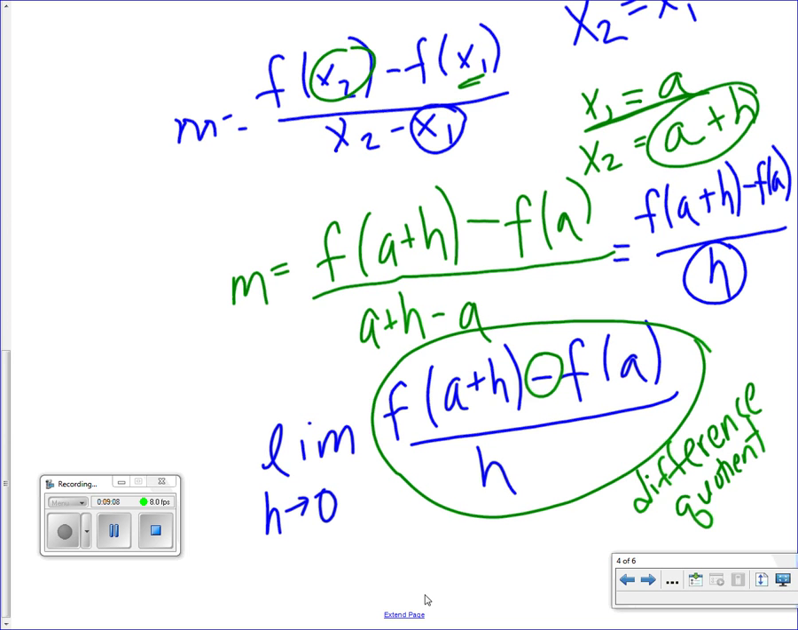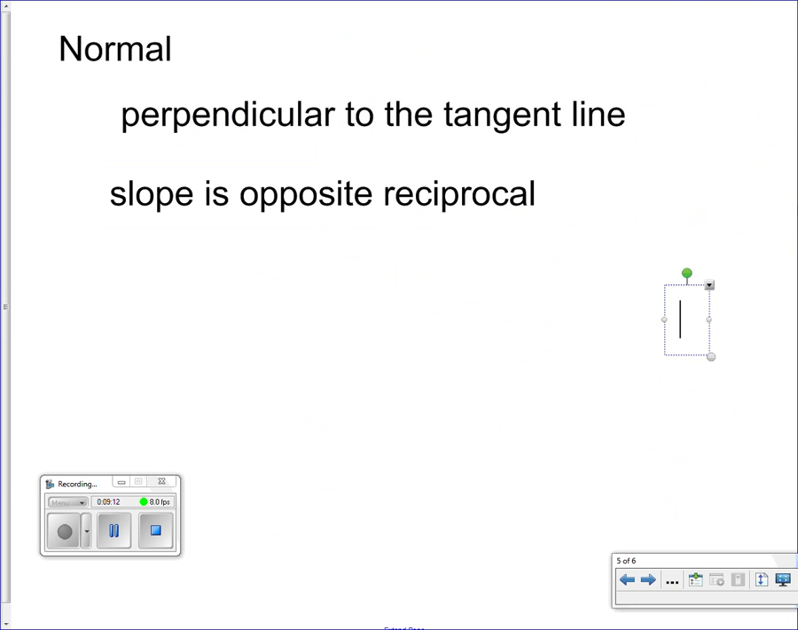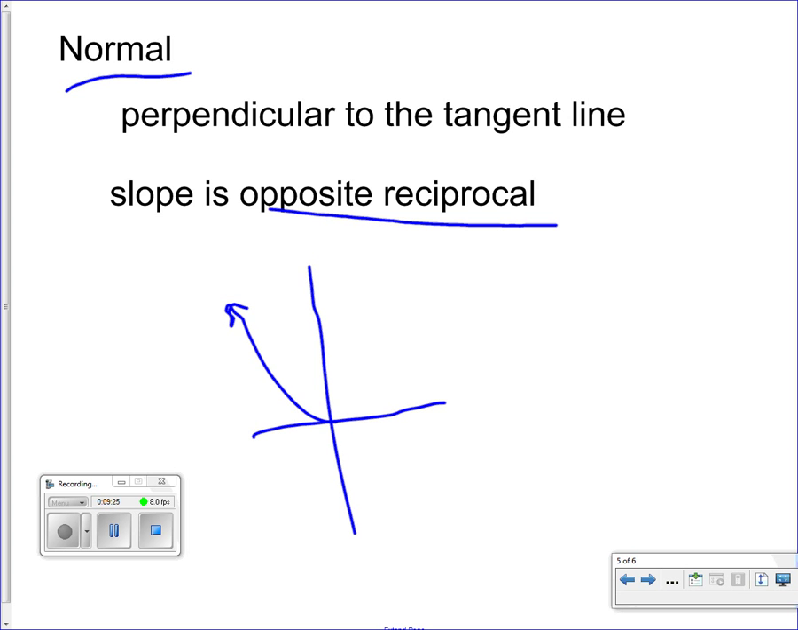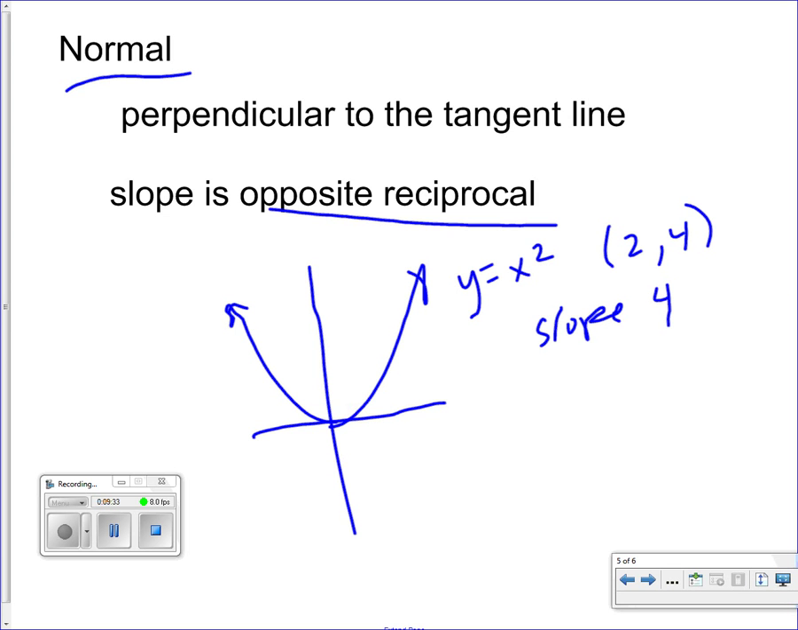A few more things to talk about in relation to tangent lines. We have something called a normal line. A normal line is something that's perpendicular to the tangent line. The key here is to know that your slope is your opposite reciprocal. So if we think back to our last example, we just saw that for y equals x squared, at the point (2, 4), the slope was 4. So that would be the slope of the tangent line.